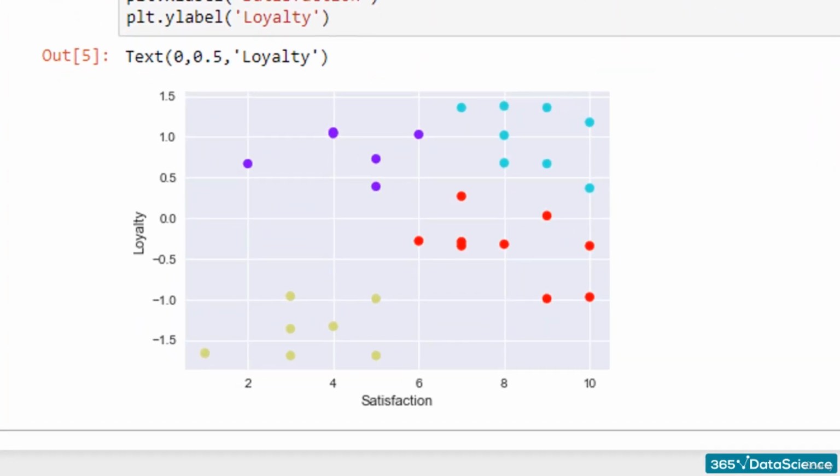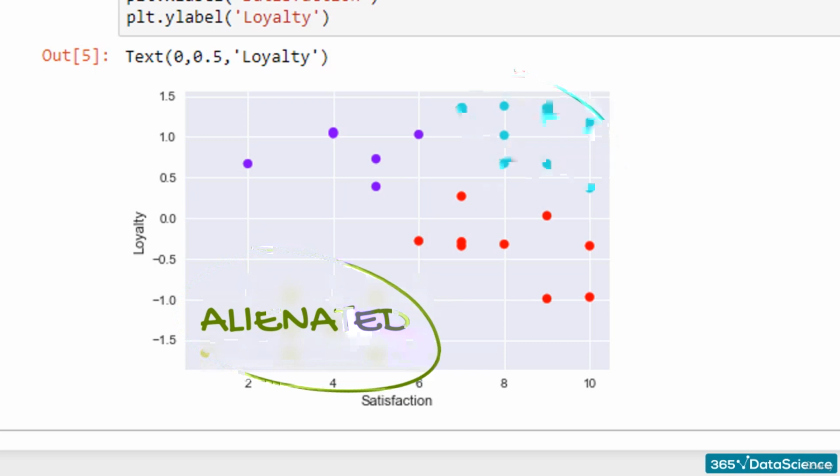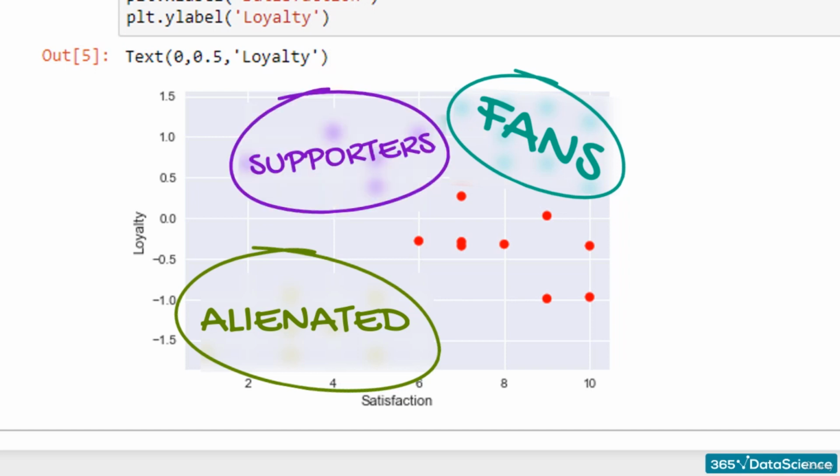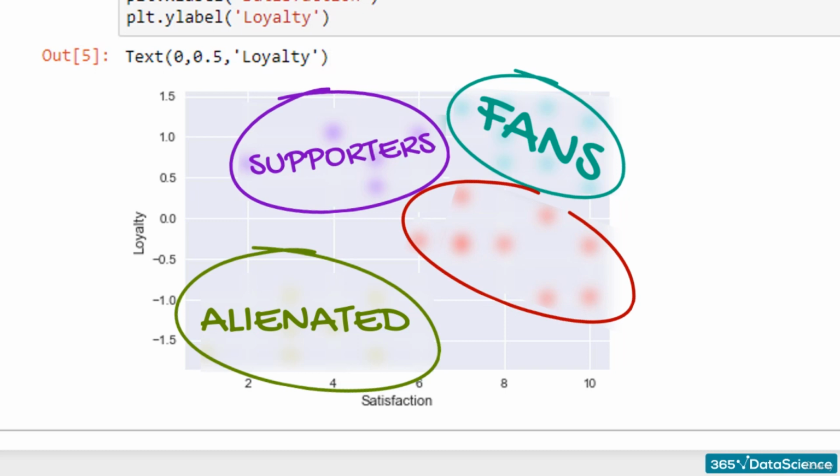Our customer segments. From here, we can name them: the ones with low satisfaction will be called alienated. Those with high satisfaction and high loyalty are supporters. And the ones more disloyal but with high satisfaction, these are roamers. With just a few lines of code, we've reached a remarkable result. We have segmented our customers into four different groups. We've applied an algorithm on our data to reach insight.